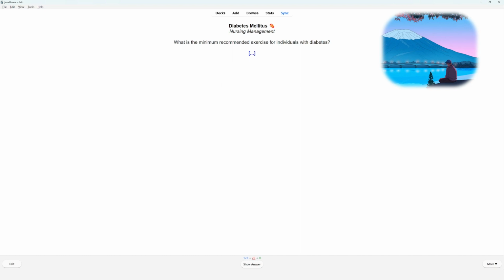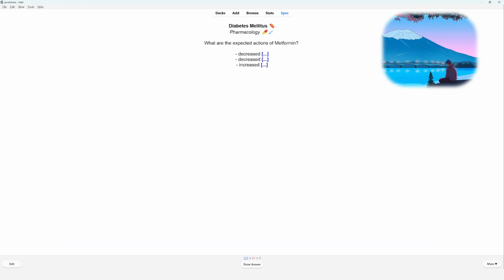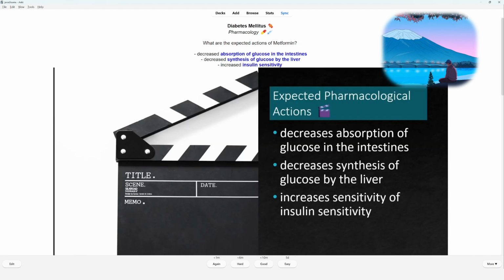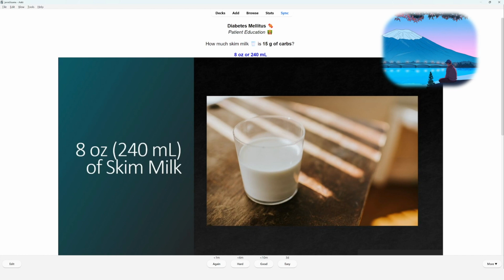What was the minimum? 150 minutes a week or 75 of intense or vigorous exercise over the spread of 3 days. Alright, what are the expected actions of metformin? Decreased absorption of glucose in the intestines, decreased synthesis of glucose by the liver, and increased insulin sensitivity. Alright, I'll have to do that one again. 8 ounces with the skim milk.